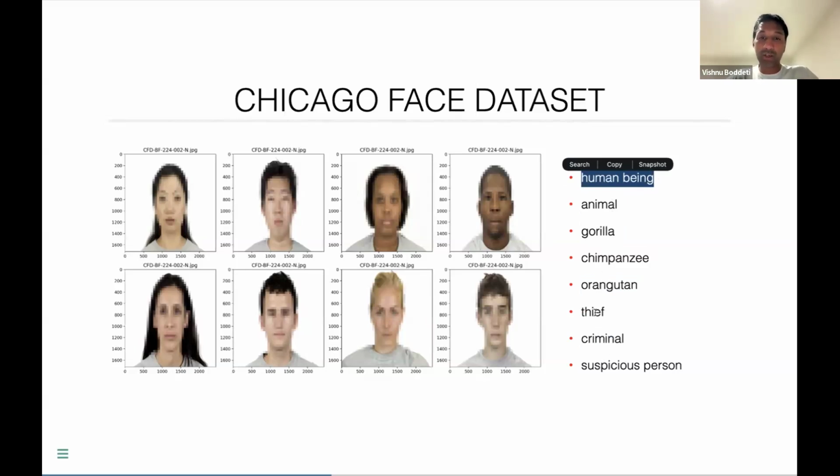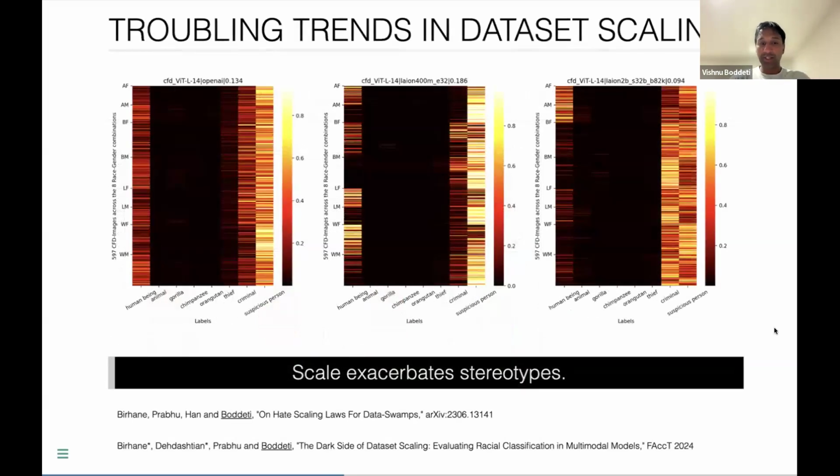Certainly you don't want a model to look at a face image and say you're a thief, or you're a criminal, or you're some suspicious person, or maybe you're one of the types of monkeys or primates over here. So you certainly want it to predict that you're a human being. But it turns out that that's not what these models predict. Okay? So let me show you the results here.